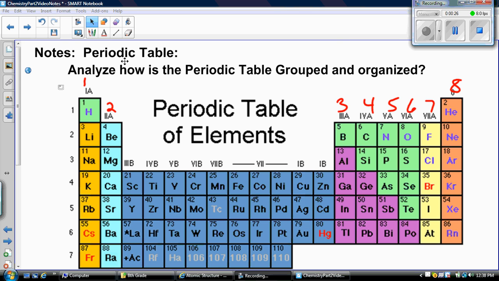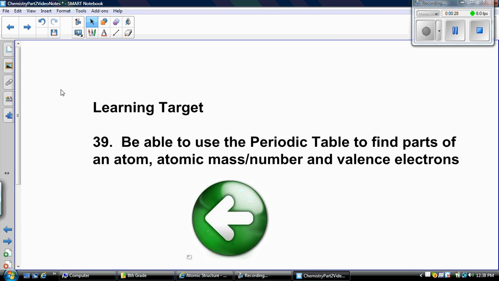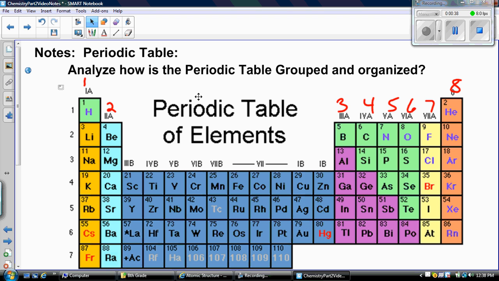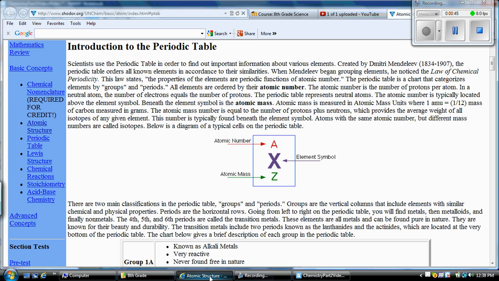Okay, so our learning target 39: be able to use the periodic table to find parts of an atom, the atomic mass, the atomic number, and valence electrons. All right, so the first thing you're going to want to do is get the periodic table out, and you're going to want to have some colors because you are going to be shading in. So let's take a look at the information that you are given on the periodic table.